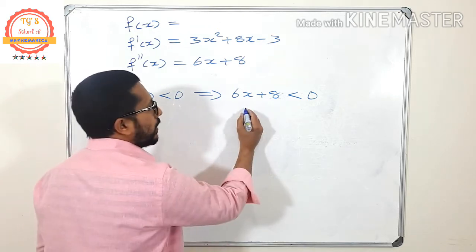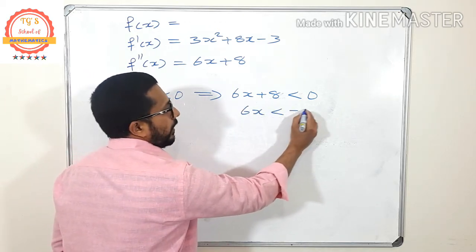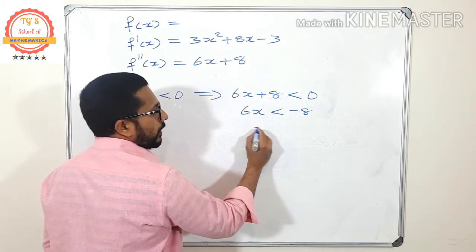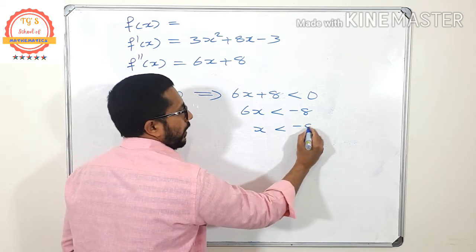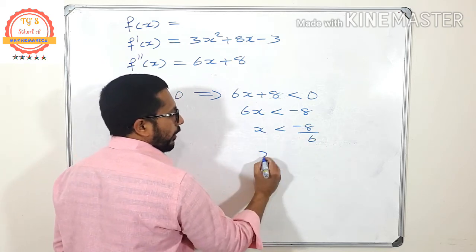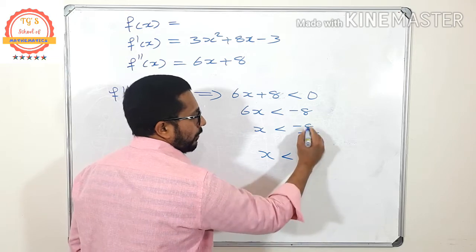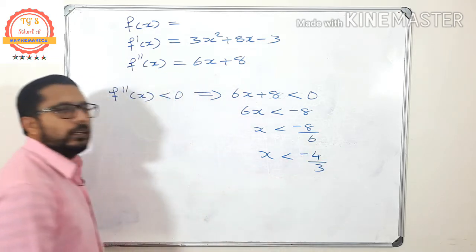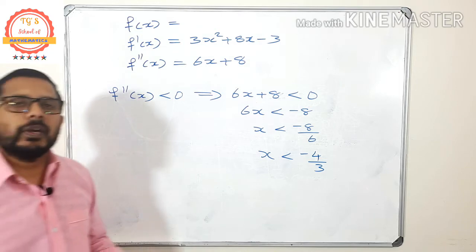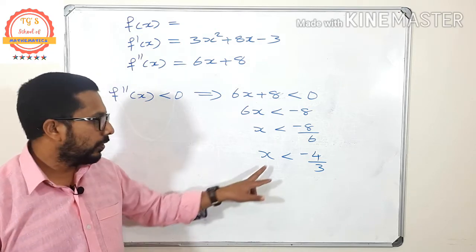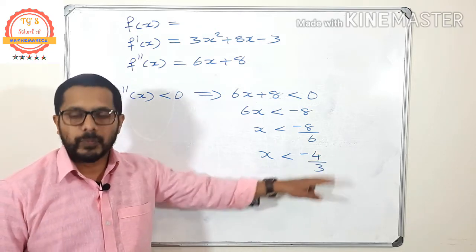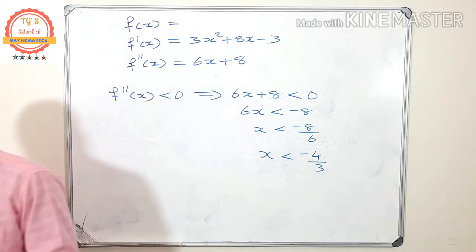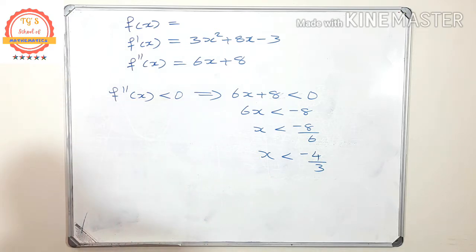So from here, what is 6x? Is less than minus 8. What is x? x is less than minus 8 over 6. That means x is less than, you cancel this one, minus 4 over 3. So it means that for which values of x is f concave down? When x is less than minus 4 over 3, okay. So that is question number 9.2.